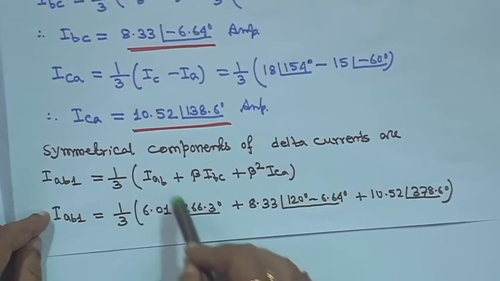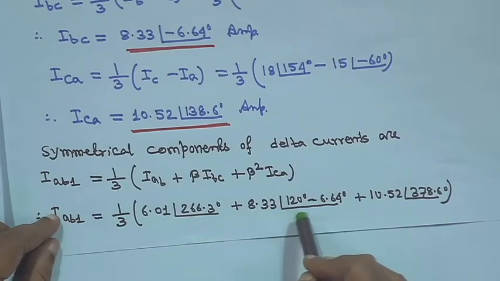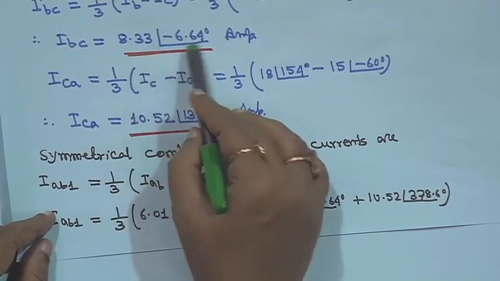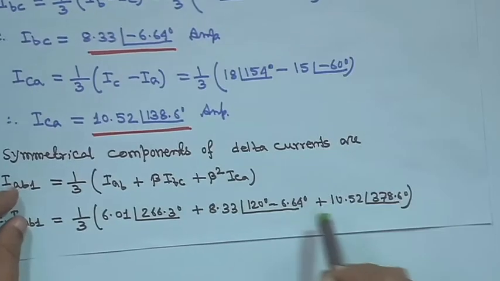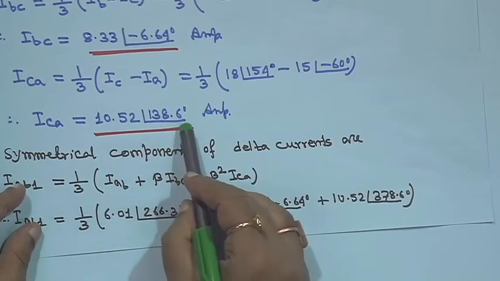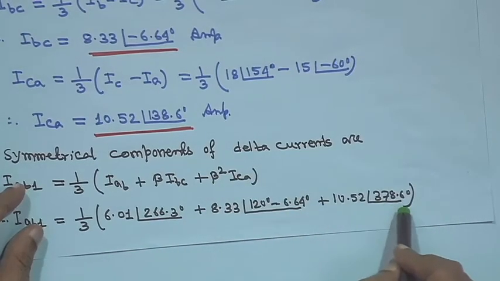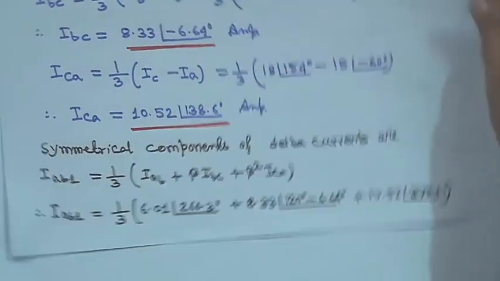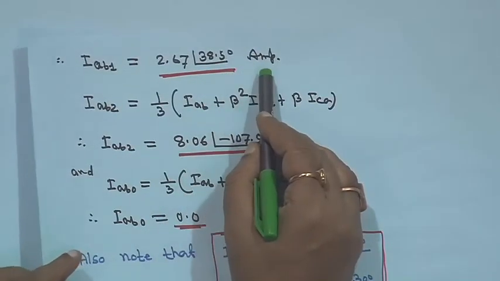So I_AB1 is equal to 1/3 of I_AB, 6.01∠266.3°, plus I_BC, that is 8.33∠-6.64°, but with beta, so 120° minus 6.64°, plus beta square I_CA. I_CA is 10.5∠138.6°, and beta square means 240°, so 10.5∠378.6°. If you simplify, I_AB1 will become 2.67∠38.5° ampere.